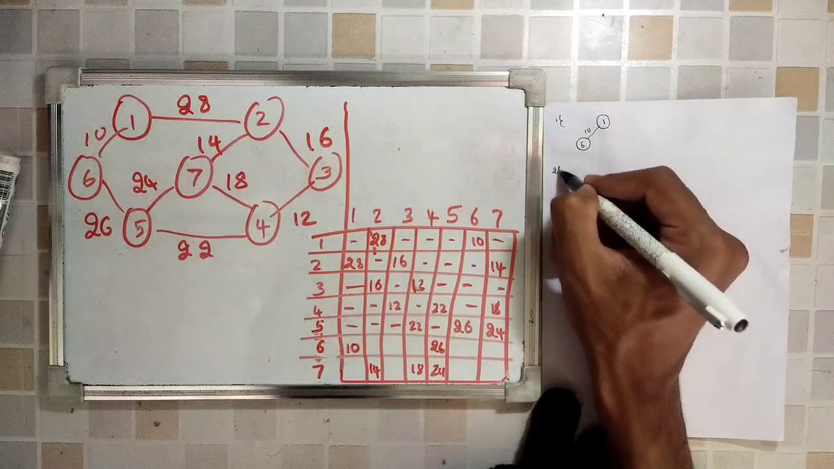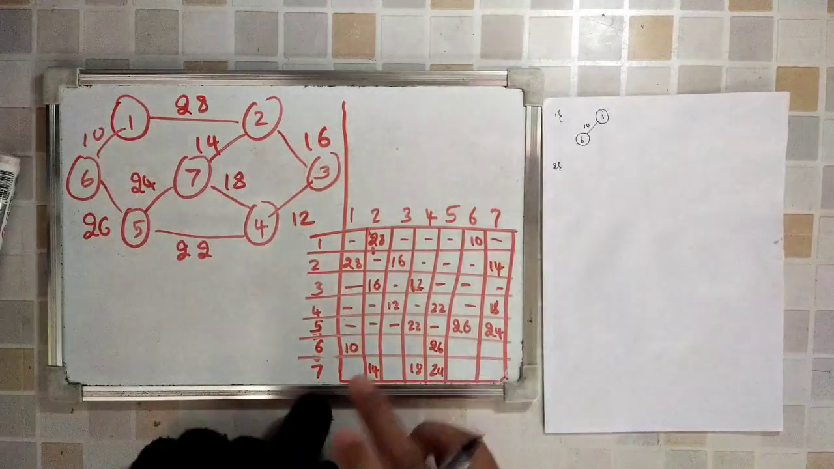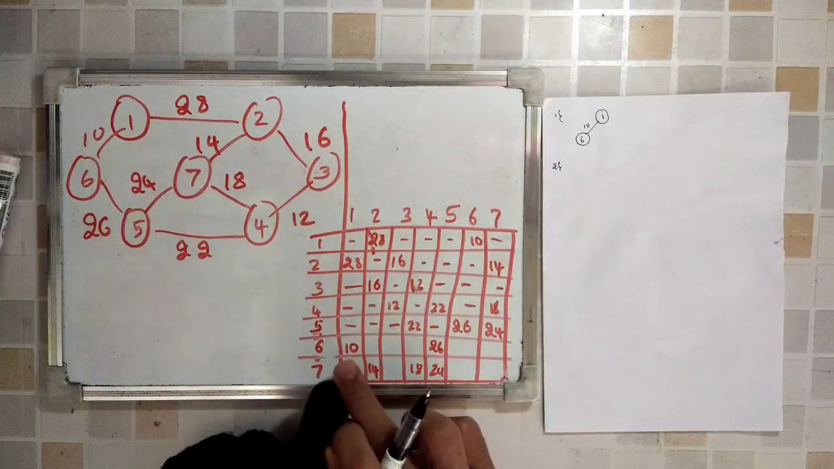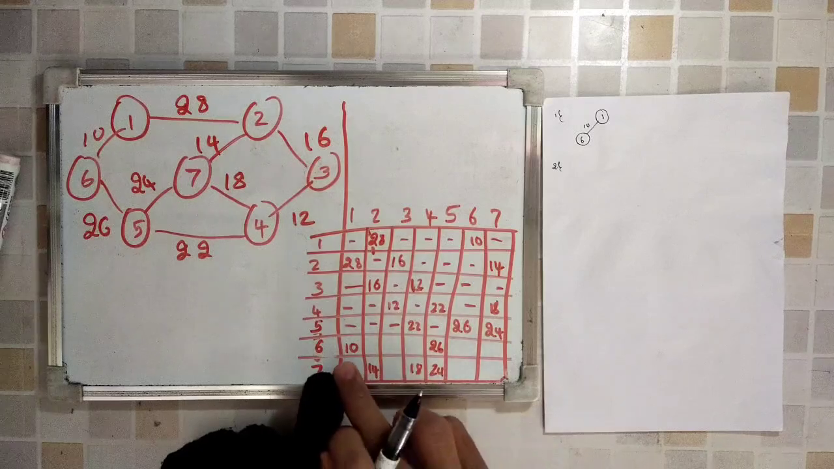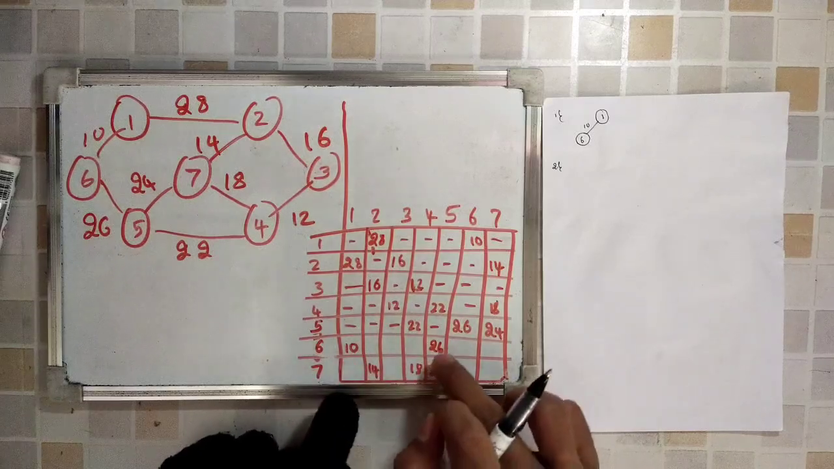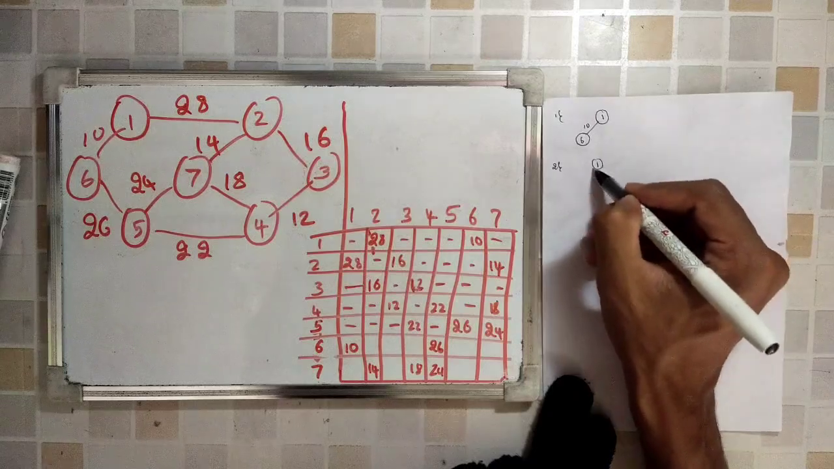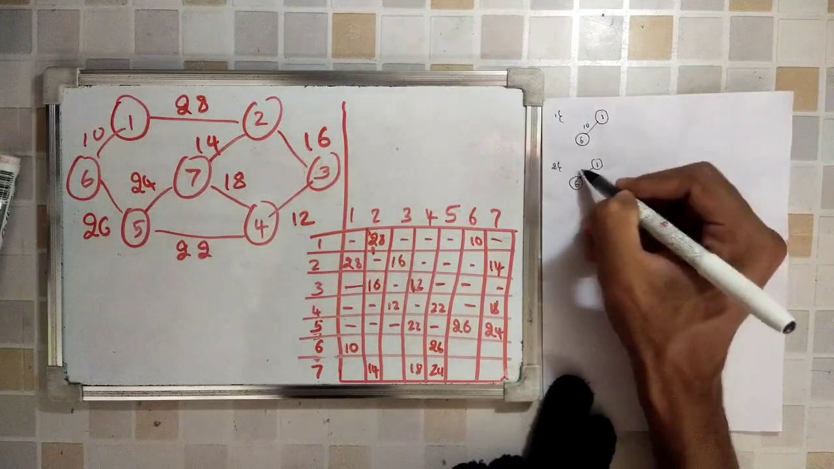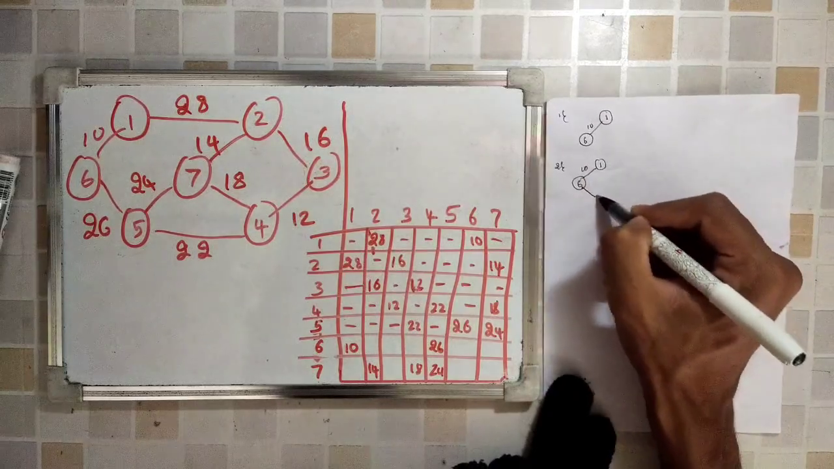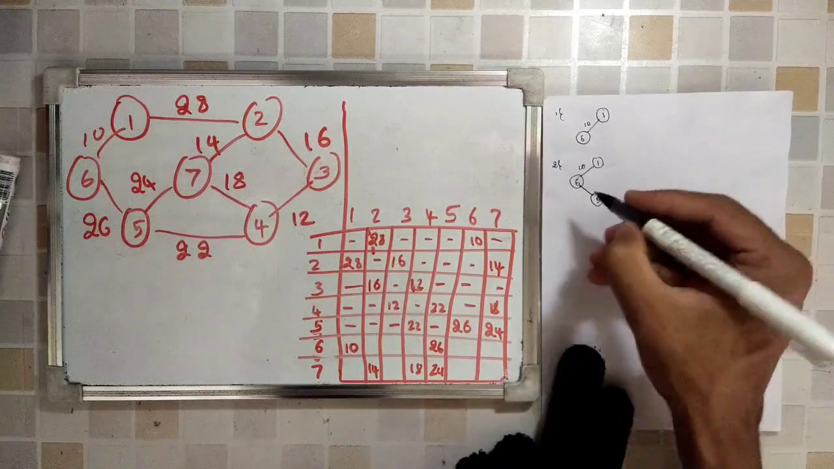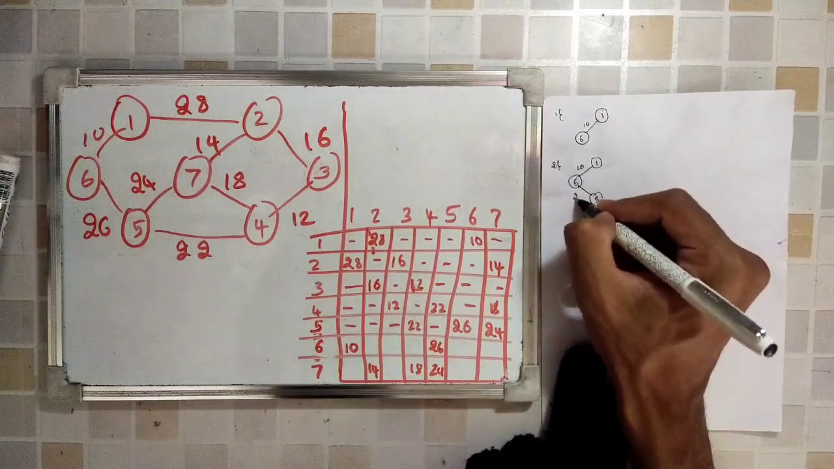In the second step, from the sixth node, it sees which paths are available. Already from 1 it's there, so the remaining is the fifth. So it will go to the fifth now. So 1 to 6 is 10, and now to 5, that is 26.